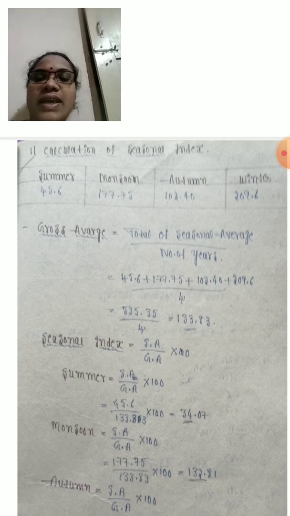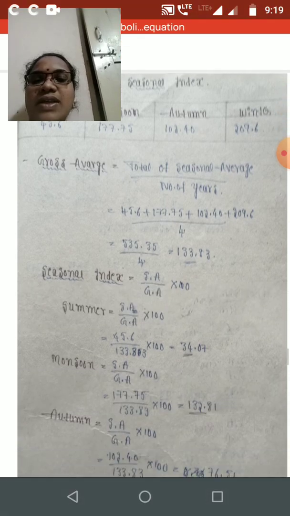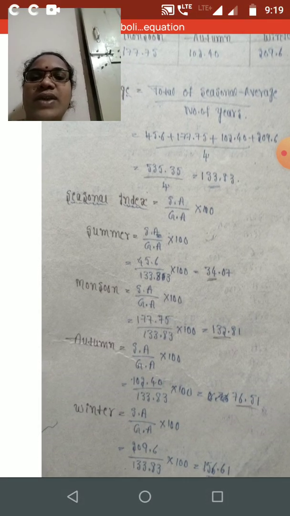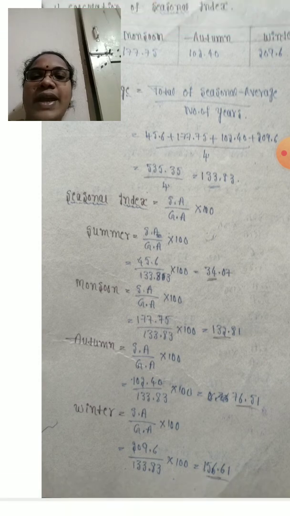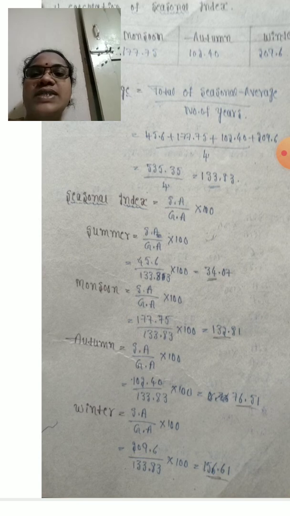133.83. Seasonal index equals seasonal average by gross average into 100. Summer: seasonal average by gross average into 100, 45.6 by 133.83 into 100, that is 34.07. Monsoon equals seasonal average by gross average into 100. Seasonal average is 177.75 by 133.83 into 100, that is 132.81.